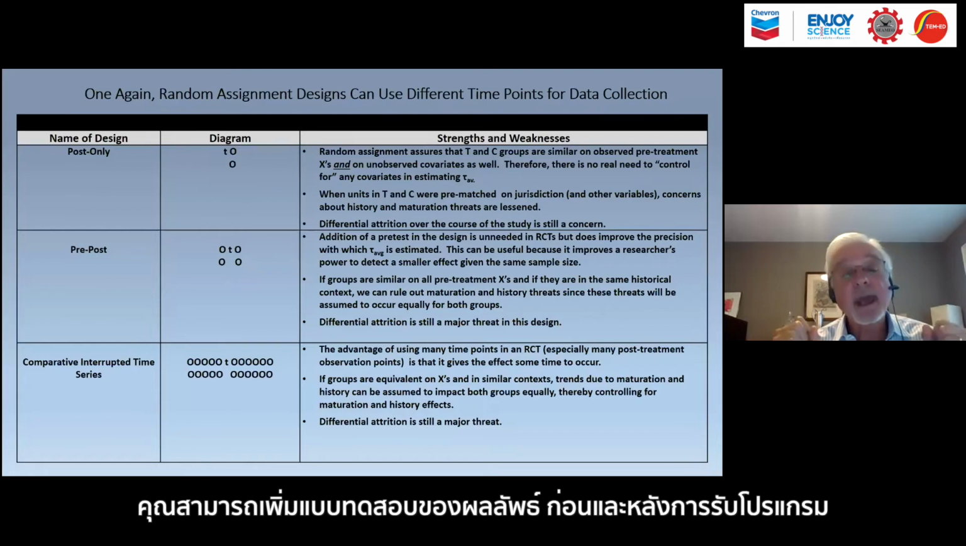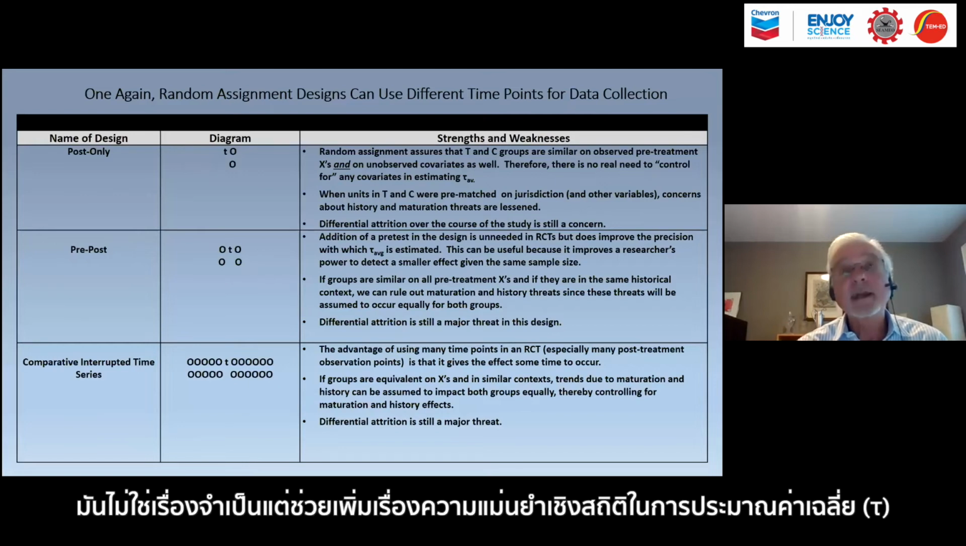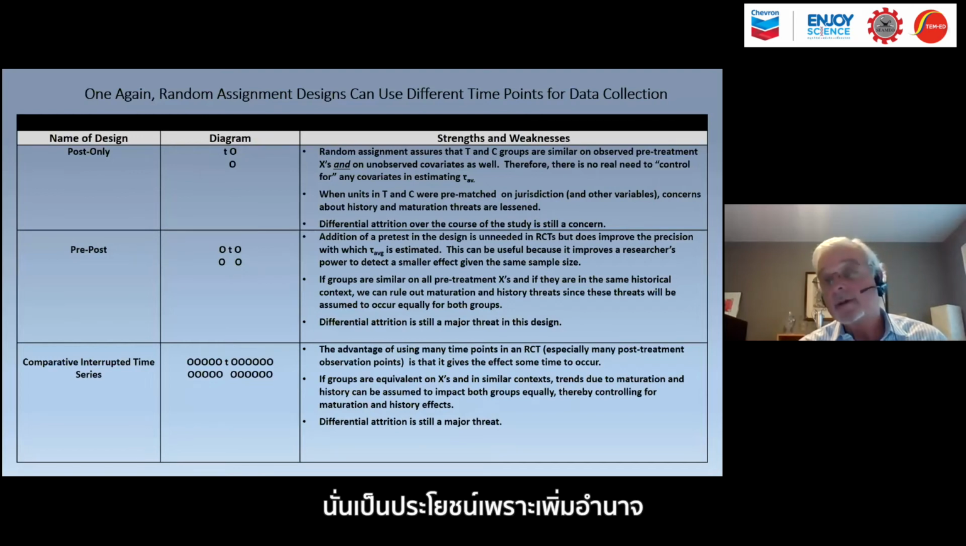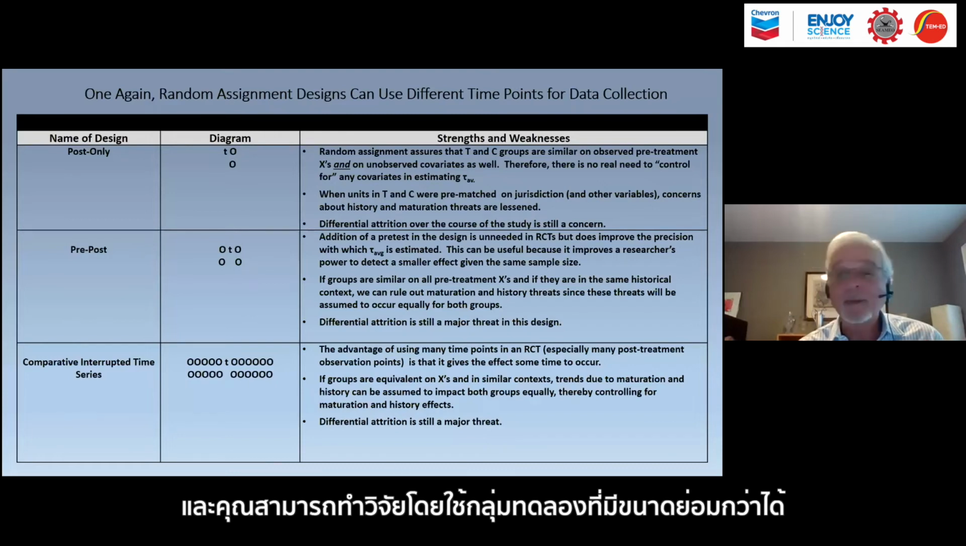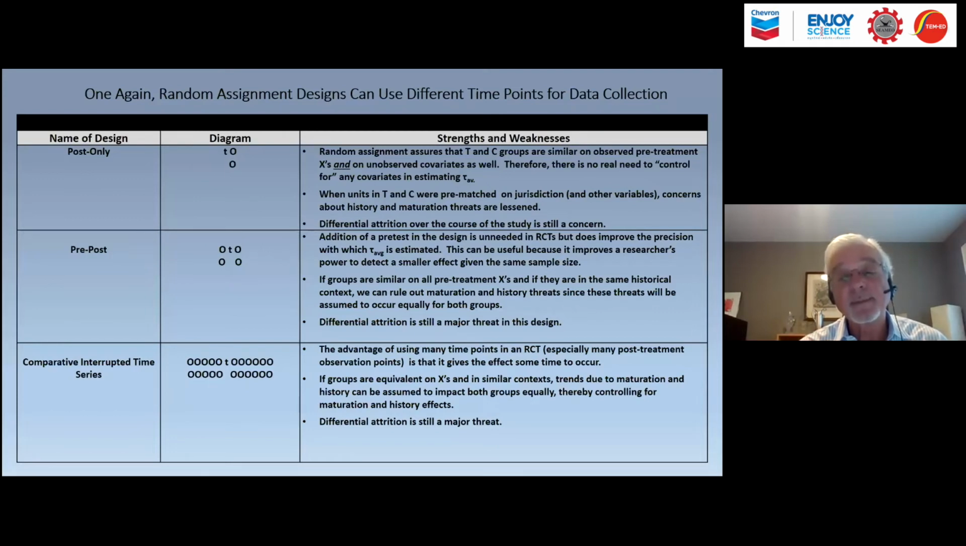Now, you can add a pretest of the outcome, that pre-post, into a randomized controlled field trial. It's not needed, but it does improve statistical precision for estimation of tau average. And that's useful because it improves power, and you can get away with a smaller sample size. So that's the reason to use a pre-post design.